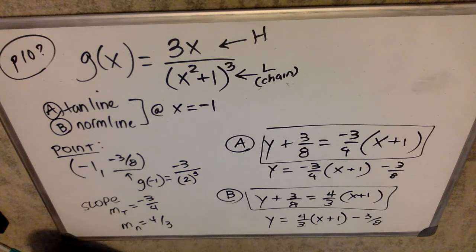So anyway, we're going to call that it for the chain rule section. And when we come back, in our next video, it'll be 2.5, which is implicit differentiation.